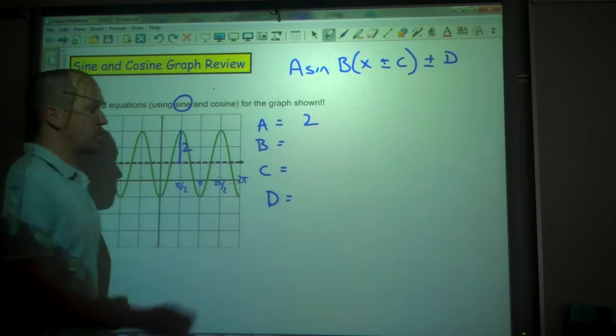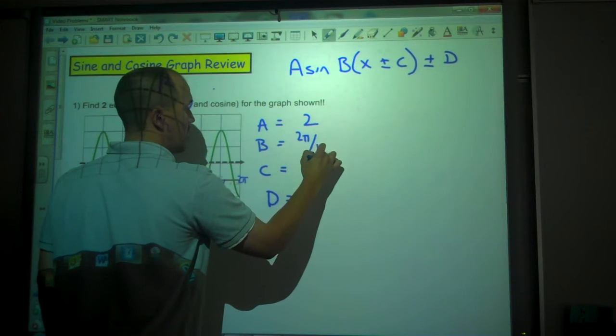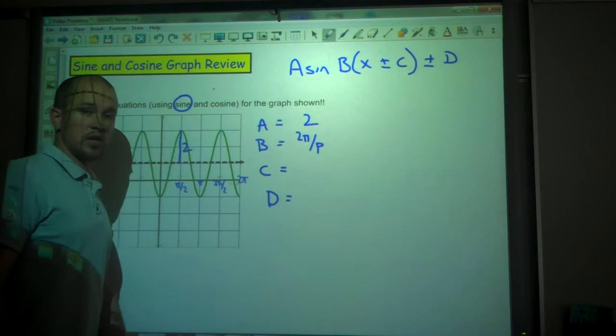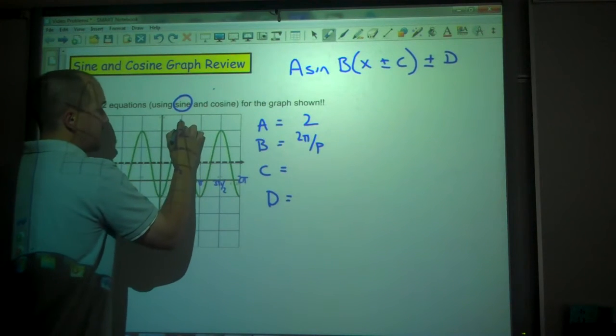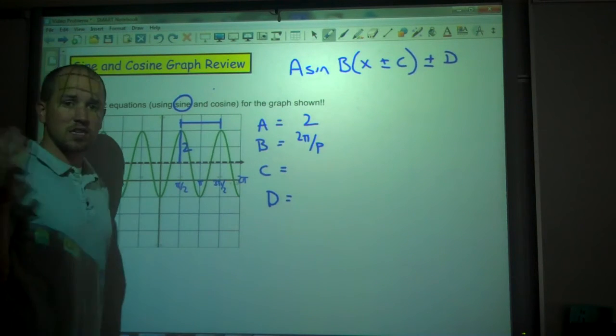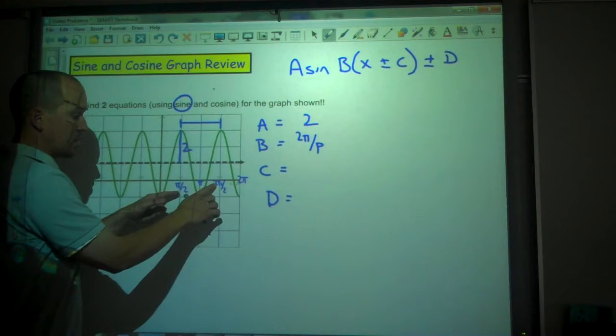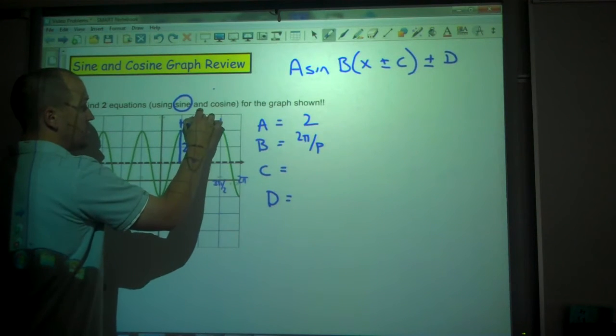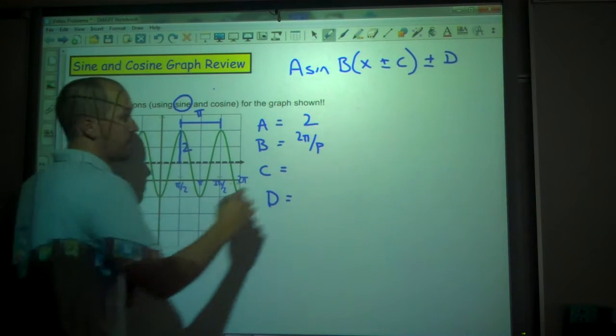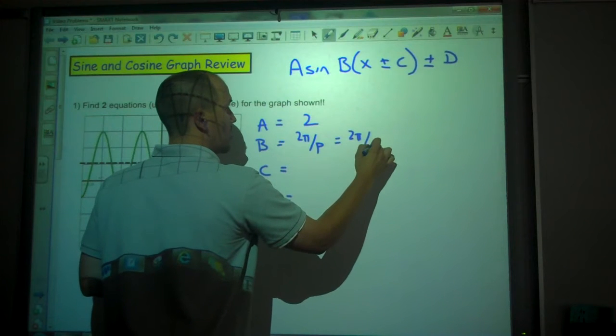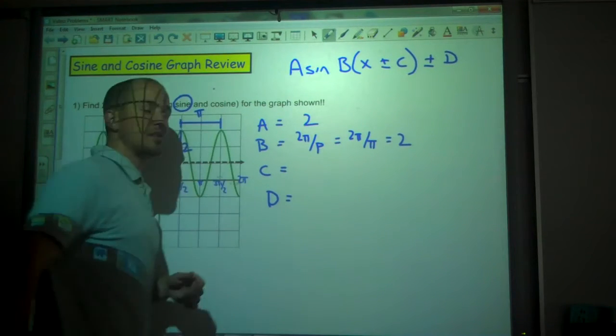B is going to be related to the period. Using that formula, we always use that formula. The period is the distance from maximum to maximum. In this case, it's from pi over 2 to 3 pi over 2, which is a distance of 1 pi. So B is also 2.